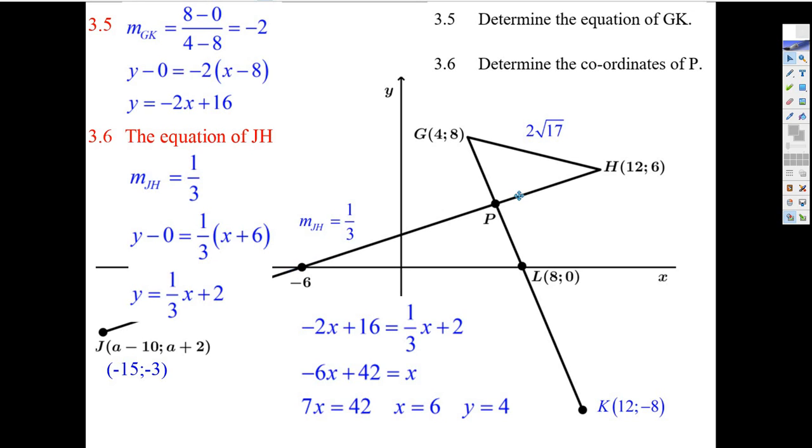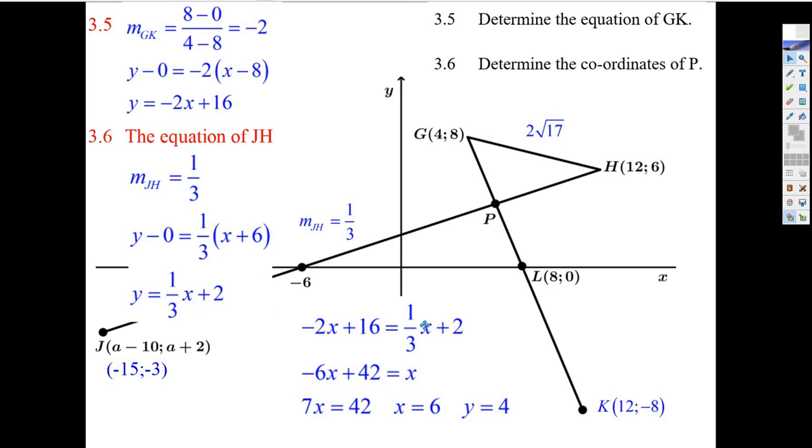We've just figured out that GH, the gradient, is 1/3. Then we take this easy point, minus 6 and 0. We put in the gradient. We put in minus 6. X minus minus 6 is x plus 6, and 0. And we get our answer. 1/3 of 6 is 2. So there's the equation of GH.